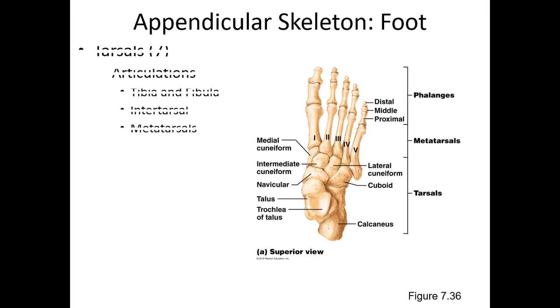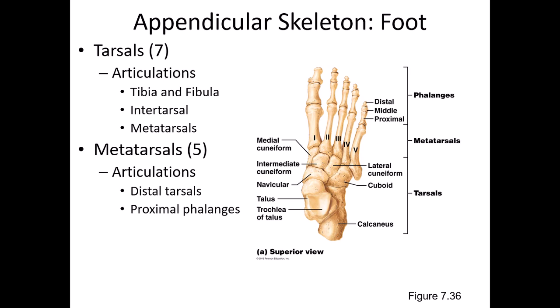Okay, your foot has 3 types of bones, just like your hand did. Instead of carpals and metacarpals, we have tarsals and metatarsals. You don't want to get those words confused. We had 8 carpals in each wrist, but only 7 tarsals in each foot.